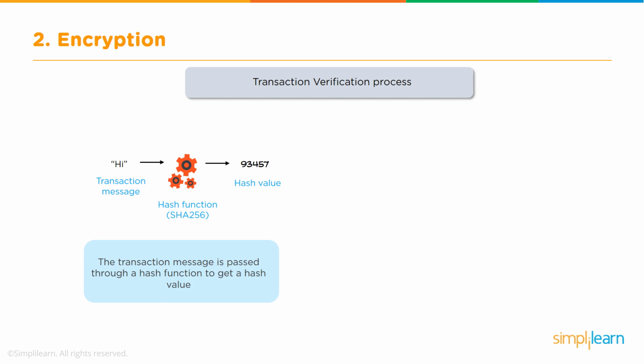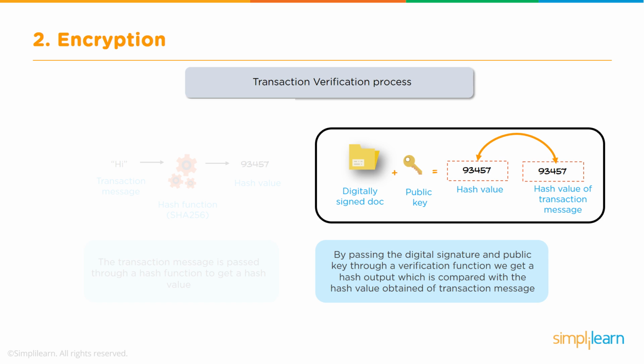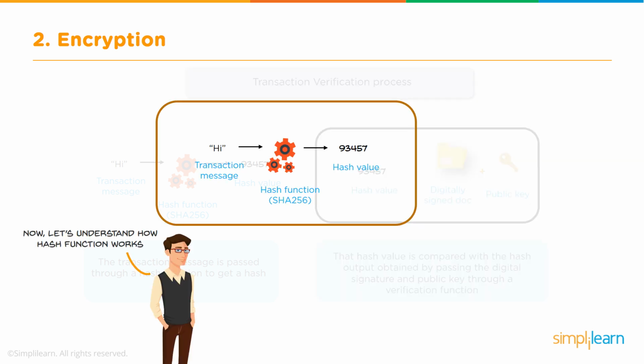Now, at the receiver end, the transaction message is passed through a hash function to get a hash value, and that hash value is compared with the hash value obtained by passing the digital signature and public key through a verification function. And then both the values are compared. Now let's see how the hash function works.